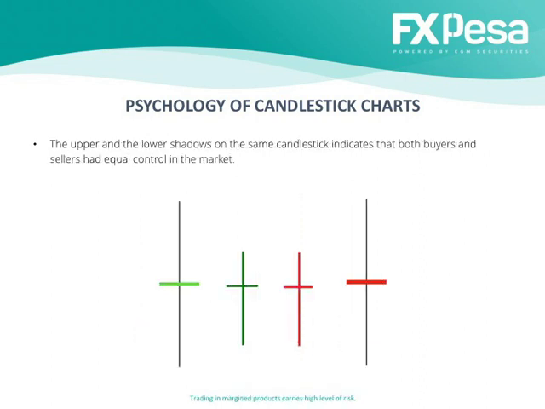And in this illustration, the upper and the lower shadows on the same candlestick indicate that both buyers and the sellers had equal control in the market.